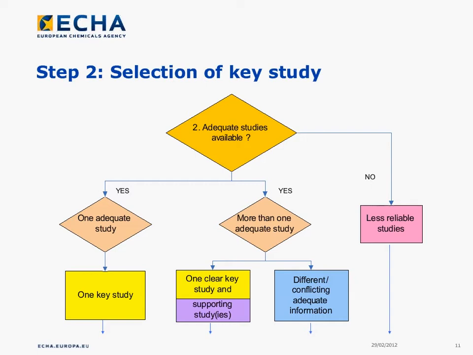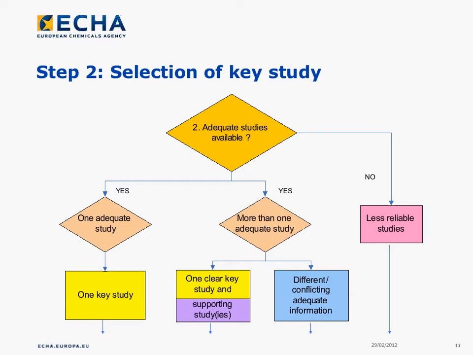So, if the answer to the question is no, then you can use these less reliable studies in a weight of evidence approach, if that is possible. If this is not possible, then you need to generate new information, as it was clearly outlined in the previous presentation. However, hopefully you can answer yes to the question because you hold adequate studies. In this case, there are two possible scenarios. The first one is that you have only one adequate study, and the easy consequence of this is that it will also represent your key study.